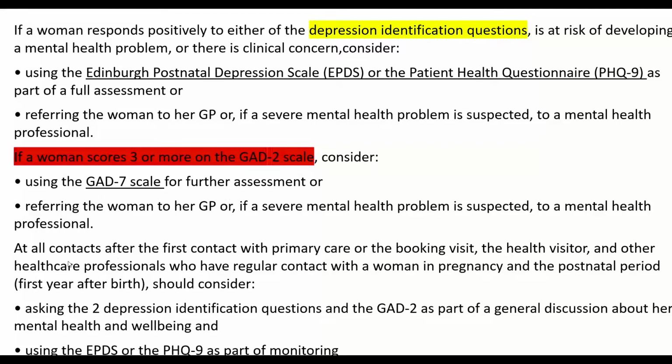Hope this is clear. And the thing you were asking about: at all contacts after the first contact with primary care or the booking visit, the health visitor and other health professionals should have regular contact with women in pregnancy and the postnatal period, and should consider asking the 2 depression identification questions. So whenever you come into contact with this mother, you are going to ask the depression identification questions and even the GAD-2 scale. At any time the mother comes, you have to ask those. I hope that is clear to you.